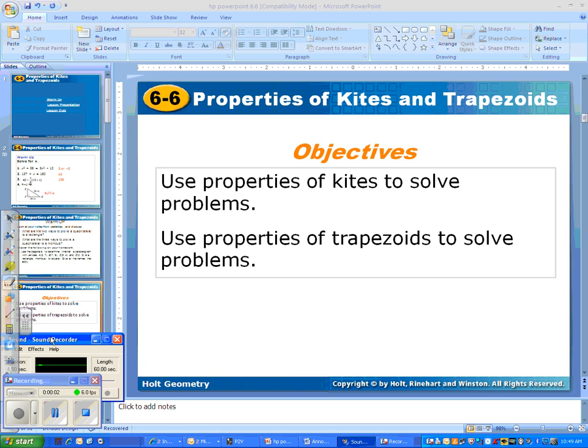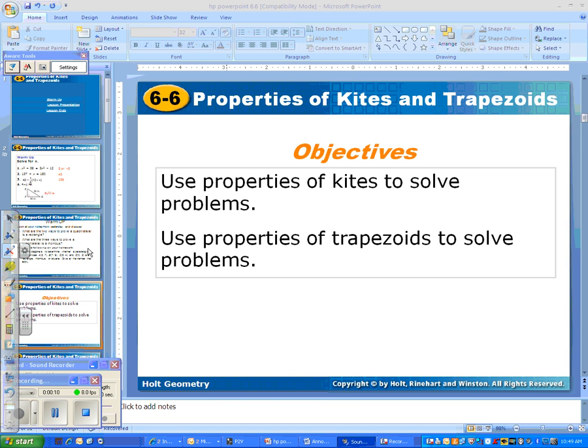Okay, in 6.6, we are talking about our last two quadrilaterals, and those quadrilaterals are the kite and the trapezoids. So we're going to talk about those properties of both kites and trapezoids. And kites and trapezoids, I want you to remember, are not parallelograms. They do not have two sets of parallel sides.